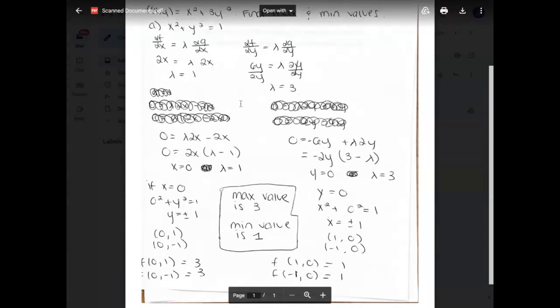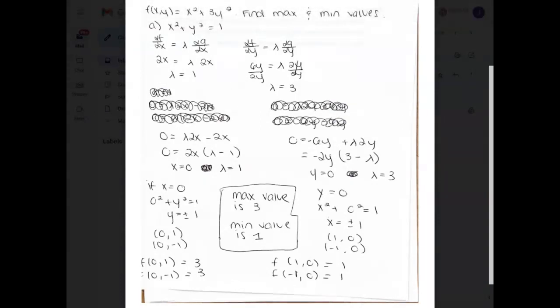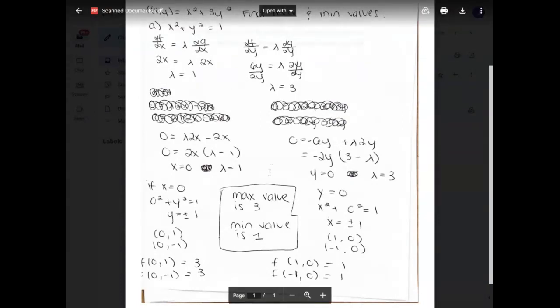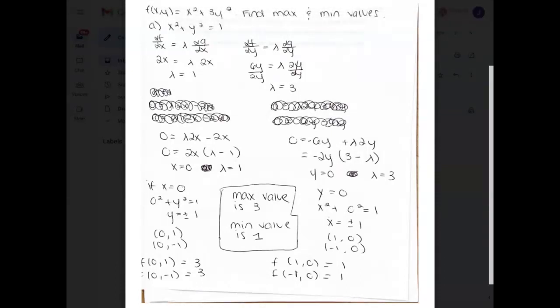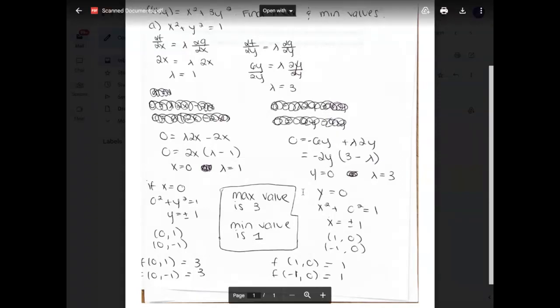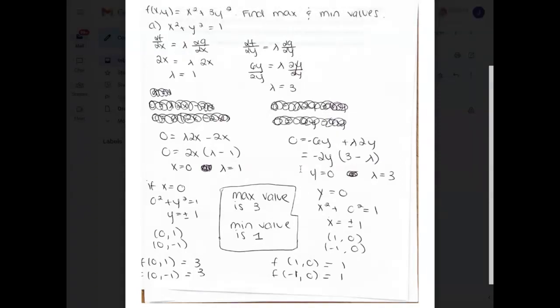It's totally different. But before that, I want to ask you, you have lambda equals 1, lambda equals 3 as a solution of your system of equations, but you didn't use it. You didn't use lambda equals 1, lambda equals 3. Can you explain that?